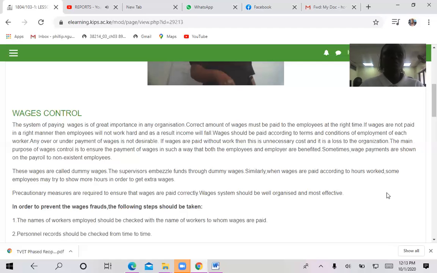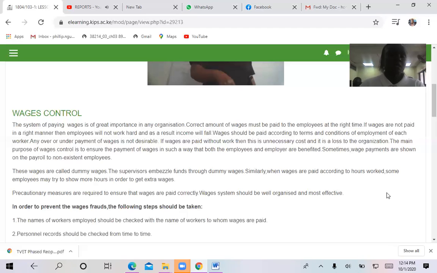So the main purpose of wages control is to ensure the payment of wages in such a way that both the employee and the employer are benefited. Sometimes wage payments are shown on the payroll to non-existing employees. These wages, which are shown on the payroll to non-existing employees, we call dummy wages.